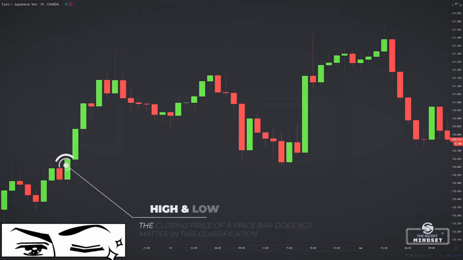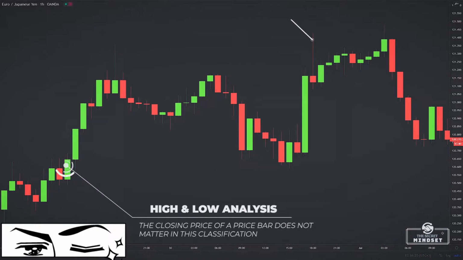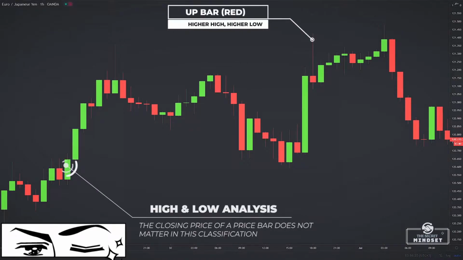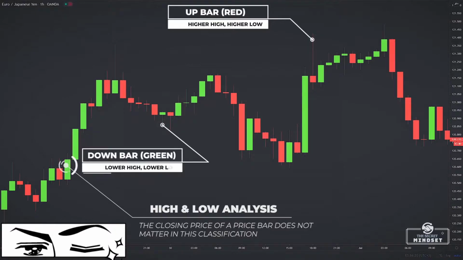So by using this approach, the closing price of a price bar doesn't matter in the classification. An up bar might close lower than it opened. A down bar might close higher than it opened. For a bar that closes higher, we will use the term bullish bar, and for a bar that closes lower, we will use the term bearish bar.